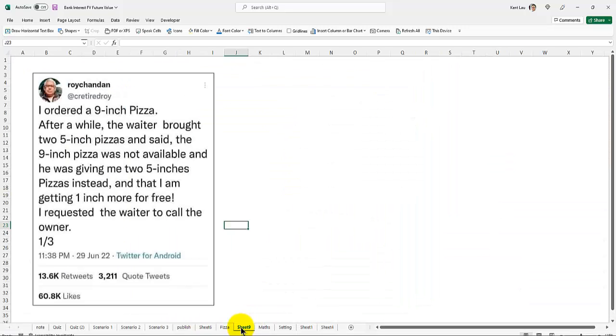Let's say a person orders a 9-inch pizza. After a while, the waiter brings two 5-inch pizzas. The waiter says, you know what, sir? The 9-inch pizza was not available, and he was giving me two 5-inch pizzas. So 9-inch, 5-inch, and I'm getting 1 inch more for free. Hey, you get 1 inch more for free, you know.